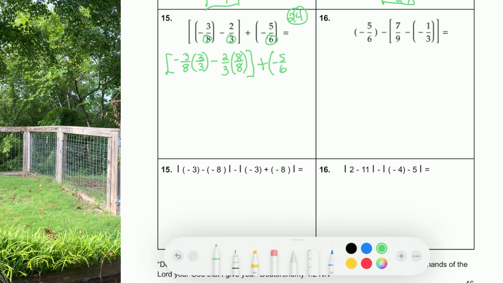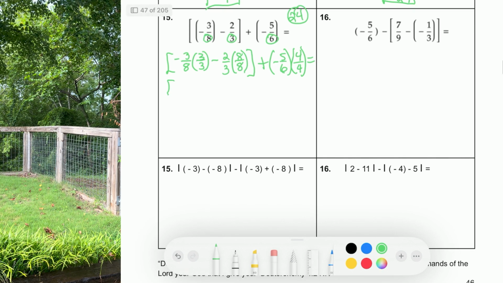This -5/6, we're going to multiply it by 4/4. You might say, it seems like we did this problem before. I believe we did. But when we did it, we didn't have negatives in there. So this is going to give us a different situation.